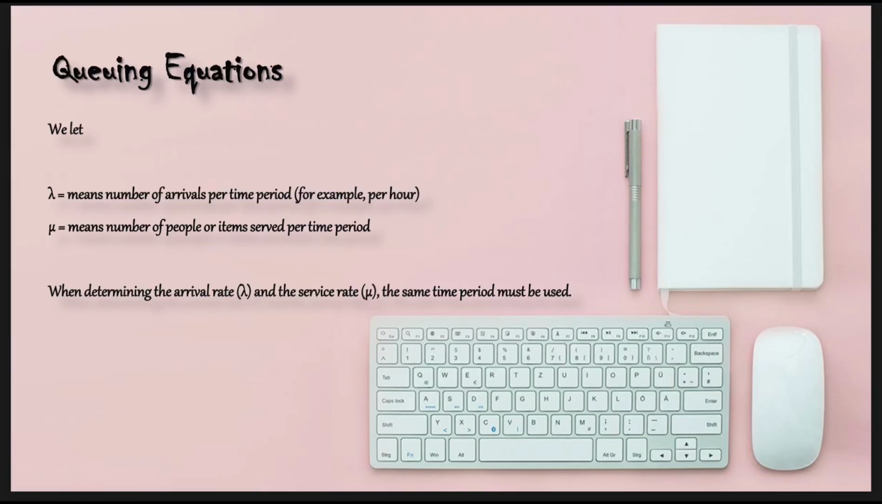So next we have the queuing equations. We let lambda mean the number of arrivals per time period and mu mean the number of people or items served per time period. When determining the arrival rate and the service rate, the same time period must be used. So, these are the variables we can use in solving all the performance measures in the model.